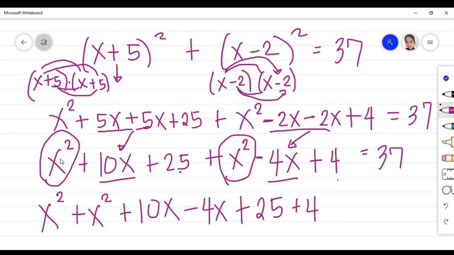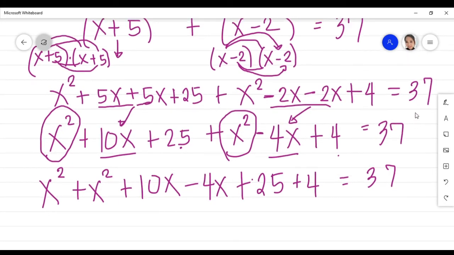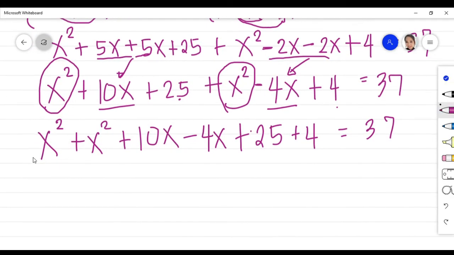Right? Are we done? So 1, 2, 3, 4, 5, 6. So 1, 2, 3, 4, 5, 6 equals 37. So let's combine them. So x squared plus x squared. So remember that we have an invisible 1 here. So 1 plus 1, 2. Then we will just copy the literal coefficient, x squared. So we already combined that one. So the combined is 2x squared.